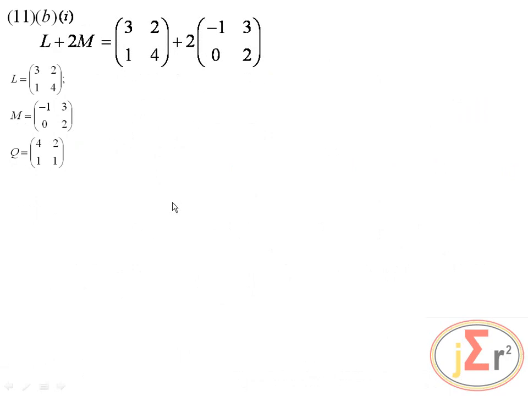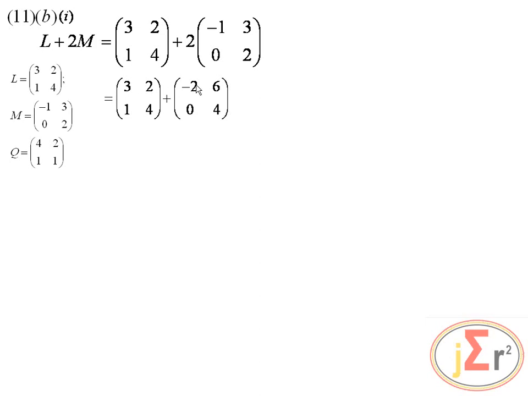Now we will finish up with our matrices. First of all, we need to have L plus 2m. We have L and we have m. To find L plus 2m, we do 2 times the matrix M and add it to L. So 2 times negative 1 is negative 2, 2 times 3 is 6, and 2 times 2 is 4. No doubt, 2 times 0 is 0.